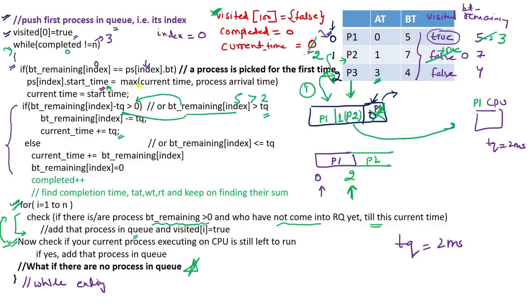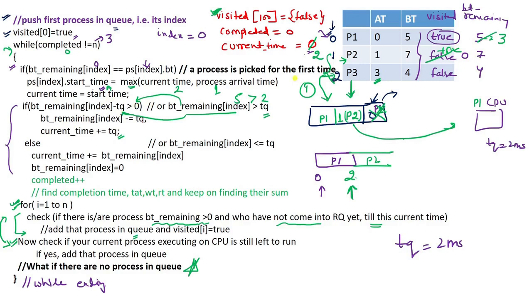The current time is 2. That means the current time will go to the start time. What is the arrival time of this P2? 1. What is the maximum? 2. So the current time will go to the start time. You do not take the minimum here, otherwise it will be wrong, so we have to take the maximum. Although it has arrived at 1, we have to take 2. That's why I'm taking the maximum. So the start time of P2 is 2, and the current time will be set to this start time only. Now come here and see, you execute it on the CPU. Here you have to see 7 minus TQ.